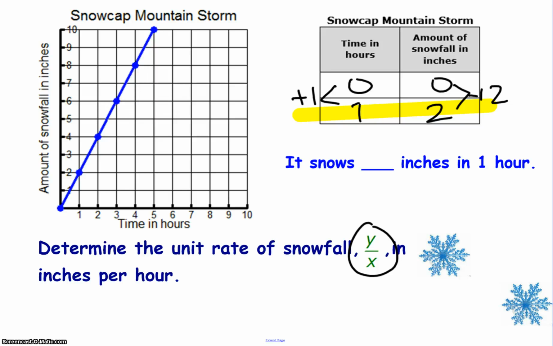So let's go ahead and find our unit rate. Y would be 2, and your x is 1, so that simplifies down to 2.